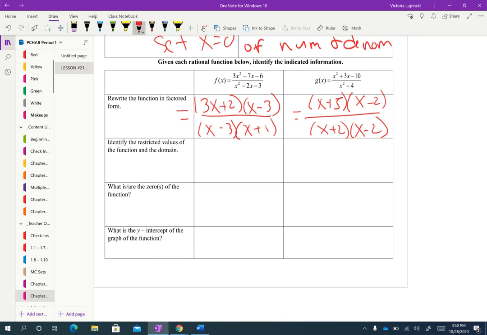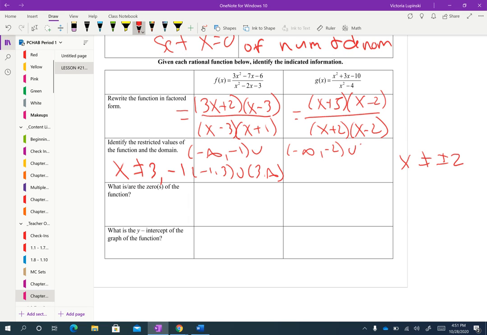If you're wondering, are we ever going to cancel out those common factors? Yes, but we first want to make sure that we understand exactly what they do. So the restricted values: x cannot be 3 or negative 1, and x cannot equal plus or minus 2. So your domain is everything but the restriction. So negative infinity to negative 1, negative 1 to 3, and then 3 to infinity. Compare that to negative infinity to negative 2, negative 2 to 2, and then 2 to infinity.